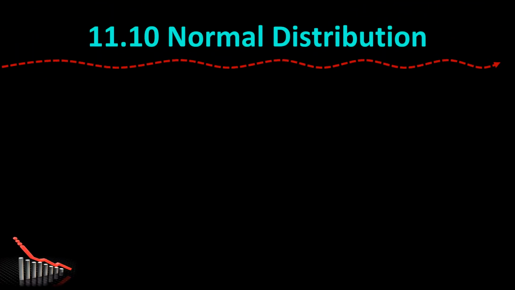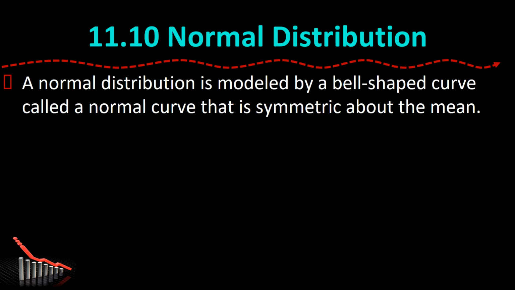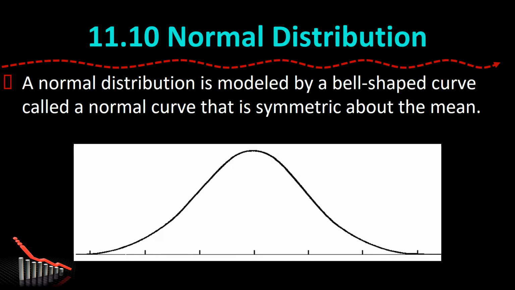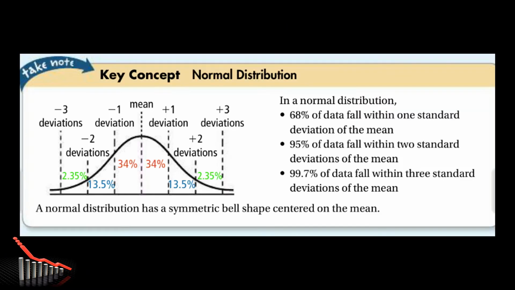Today we're going to look at the normal distribution. A normal distribution is modeled by a bell-shaped curve, called sometimes the normal curve, and it's symmetric about the mean, which means that we have exactly 50% of the data below the mean and 50% of the data above the mean. The area under the curve is 100% or 1.